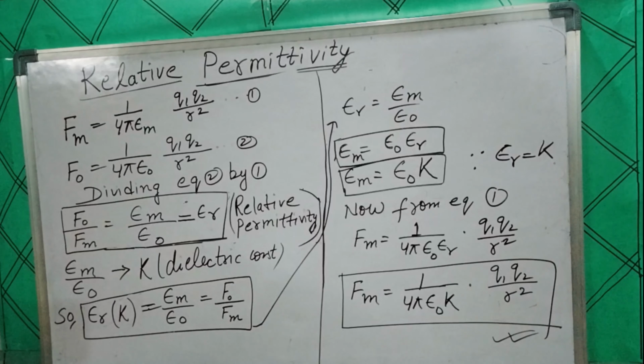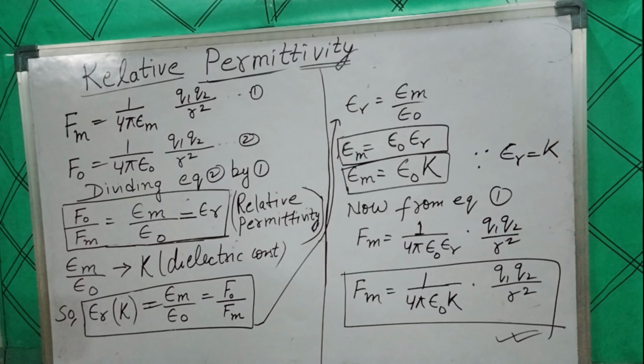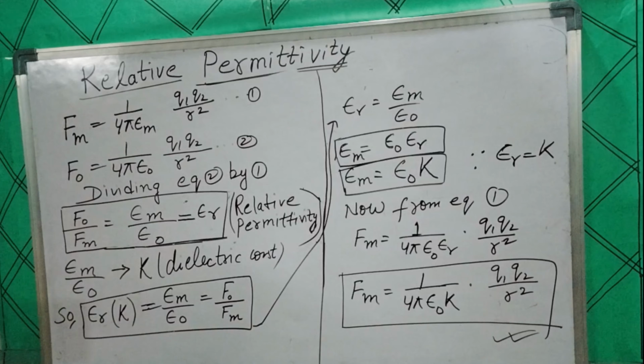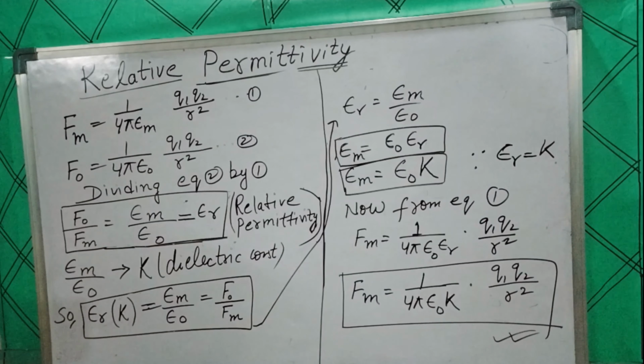So what is relative permittivity? Relative permittivity or dielectric constant may be defined as the ratio of the force between two charges placed a certain distance apart in air to the force between the same two charges placed at the same distance apart in a medium. So this is called relative permittivity.